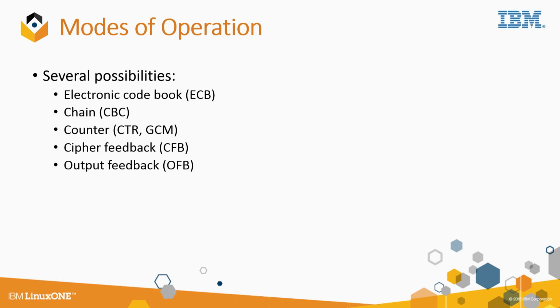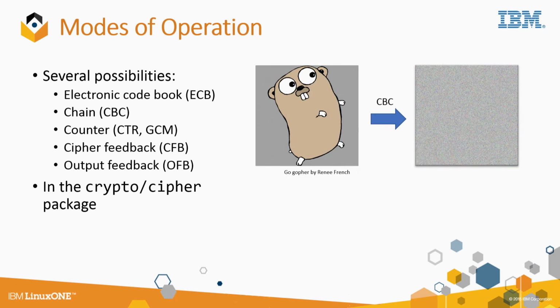This is where rather than encrypting the plaintext directly, you actually encrypt counter values with the AES block cipher, and then XOR your plaintext with those encrypted values in order to encrypt your actual data. And there's also cipher feedback and output feedback modes, which are related to chain modes, but with some slightly different properties. And these all live in the crypto/cipher package.